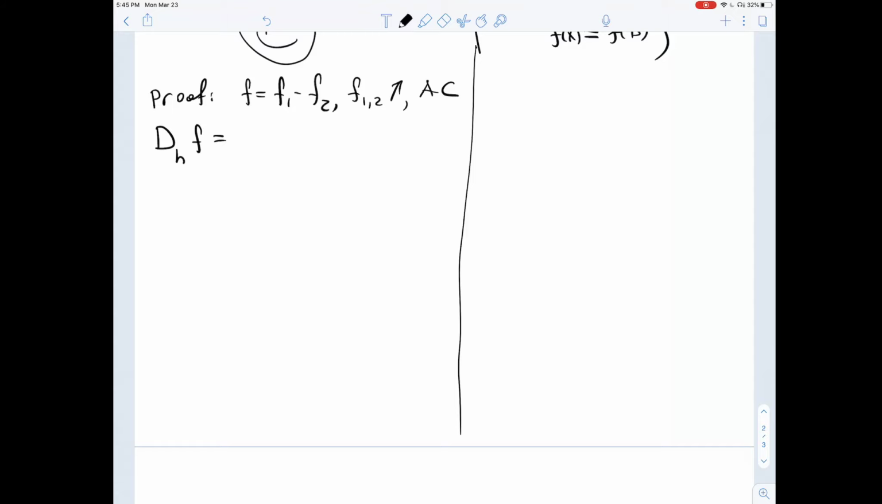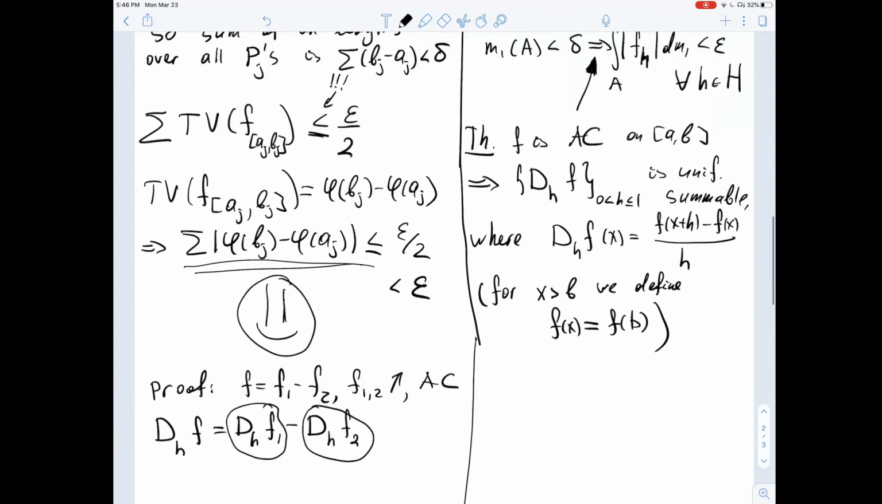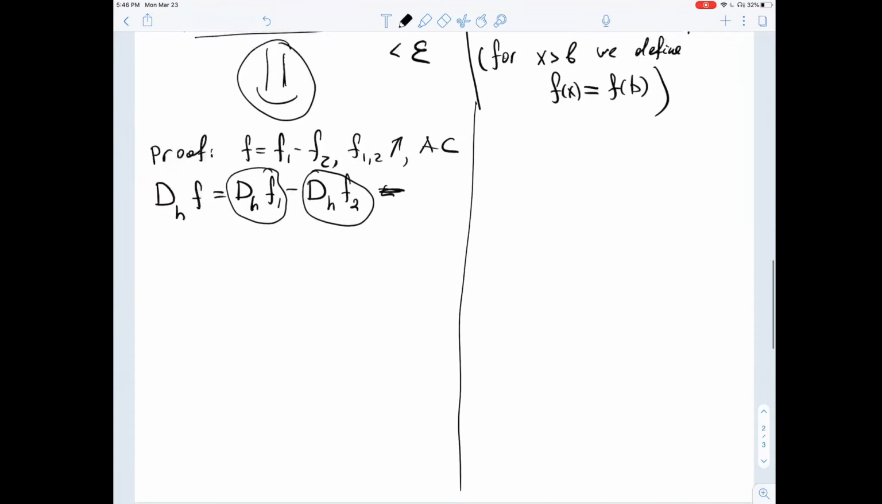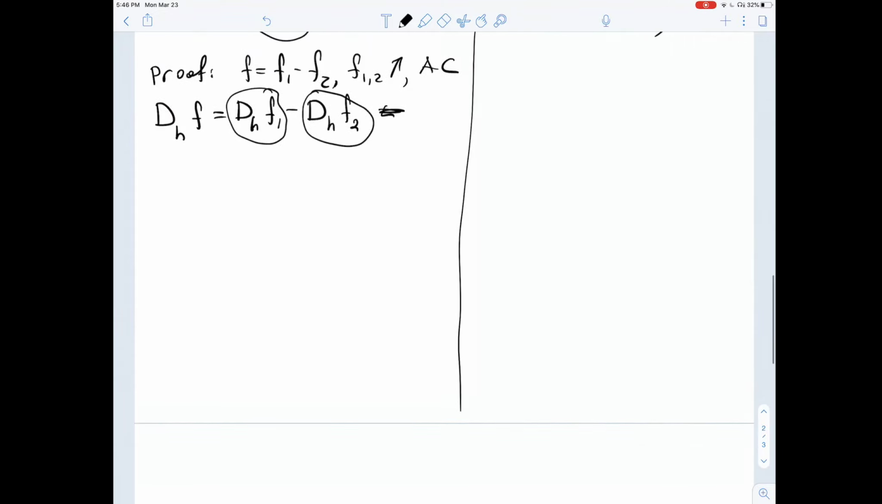Moreover, dhf is equal to dh f1 minus dh f2. So we only need to prove it for one of them. If this family is uniformly summable and this family is uniformly summable, then the difference is also uniformly summable, because the absolute value right here will be less than the sum of the absolute values of these two, and we'll get something like 2 epsilon, which is fine.